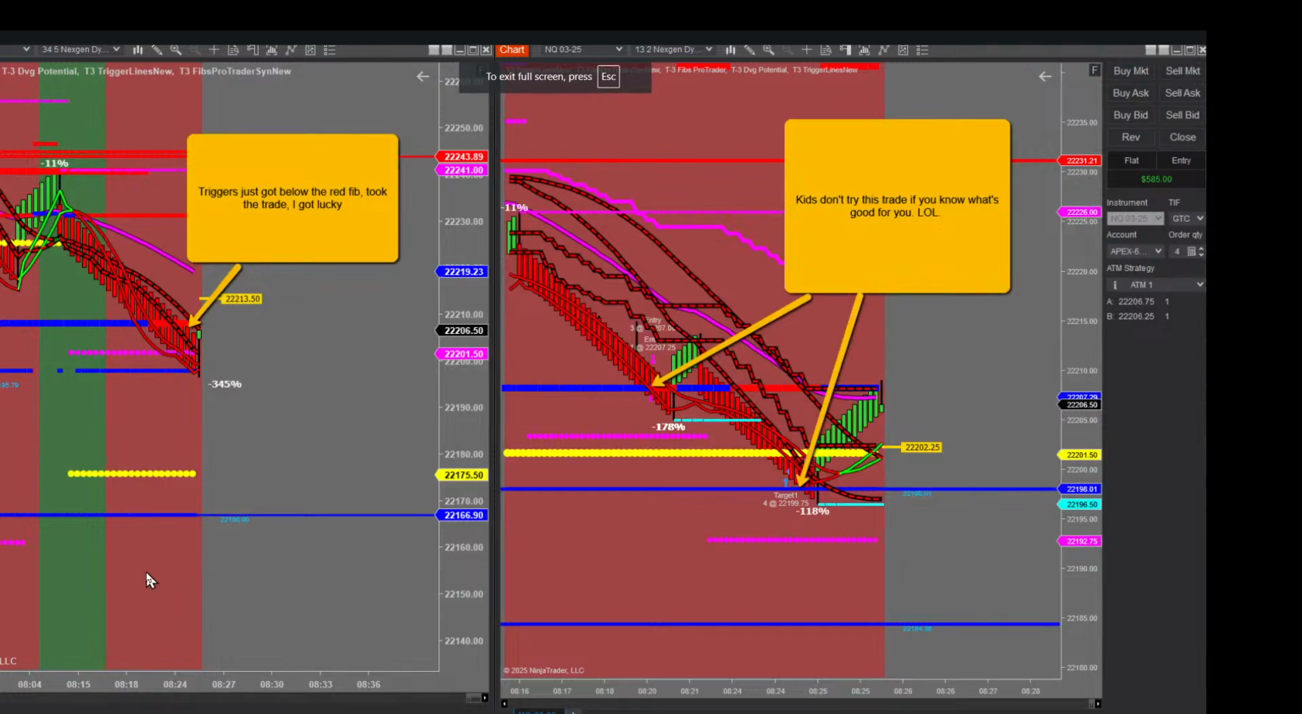All right, Cav says, triggers just got below the red fib. Took the trade, got lucky. I agree. You had a lot of momentum. And so, Cav, one of the things about this trade, are you with me, Cav? Guys, there's this trade called the chili dog. And the chili dog says, let price get past areas and then look for an opportunity.